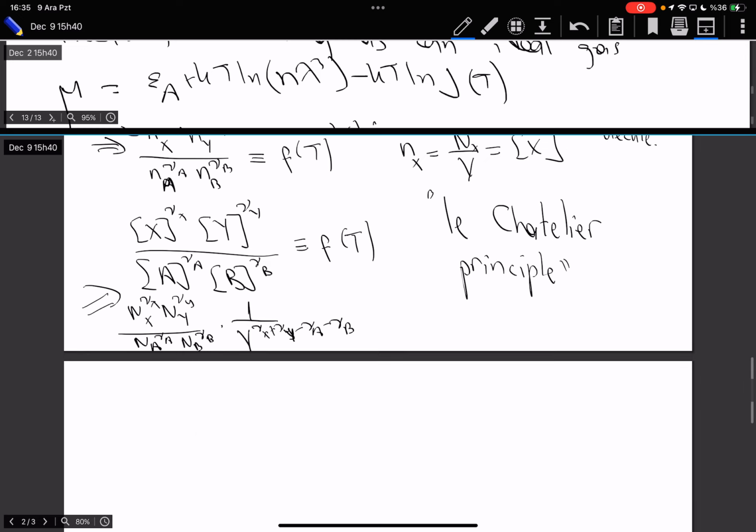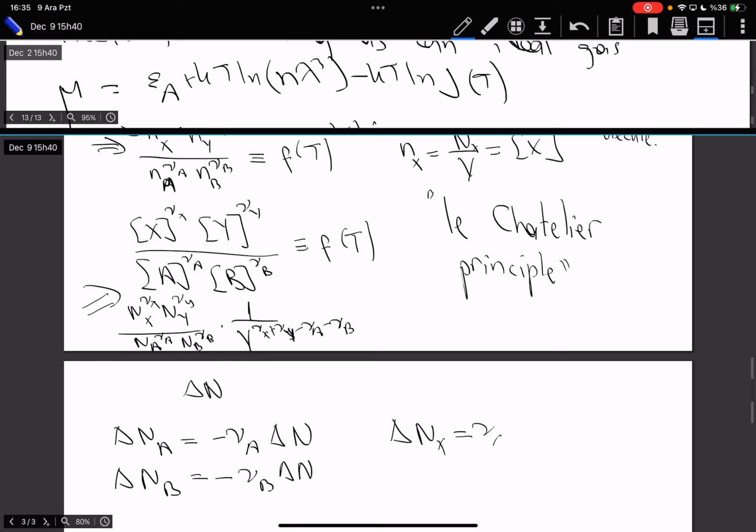No, dV is zero. You see, for delta n, this is the number of forward reactions. Delta n_A is equal to minus nu_A delta n. Delta n_B is minus nu_B delta n. Delta n_X is nu_X delta n. And delta n_Y is nu_Y delta n. Delta n being the number of reactions in the forward direction. It can be negative also.